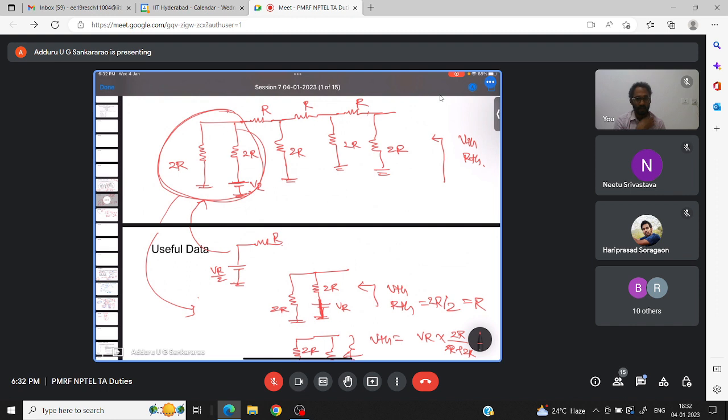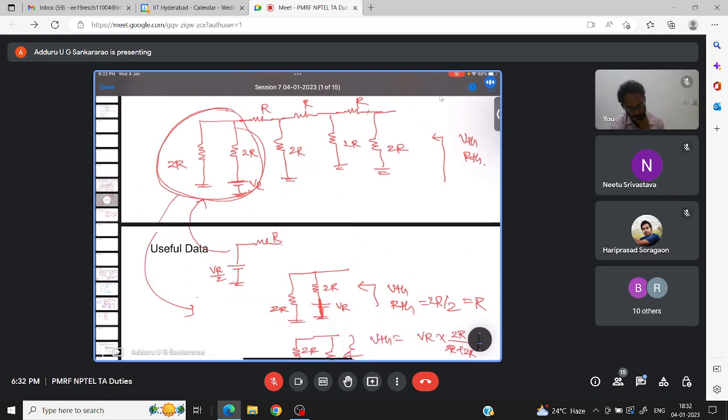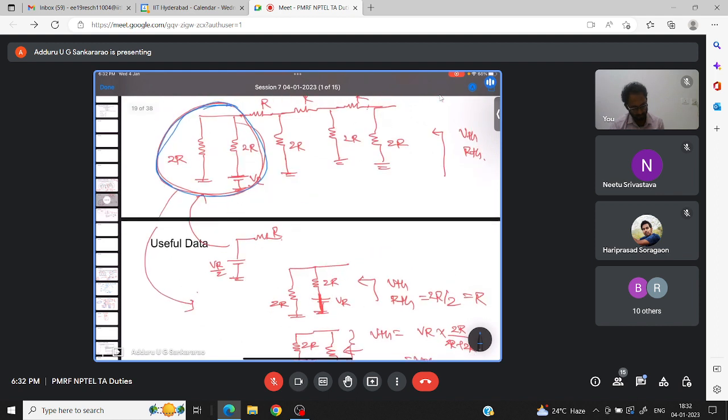Okay. Now, okay, repeat. Only this part you take. For simplify, how to simplify, I'm telling. Only this part you take. That I will replace with equivalent circuit. That's it. Okay? The same thing.